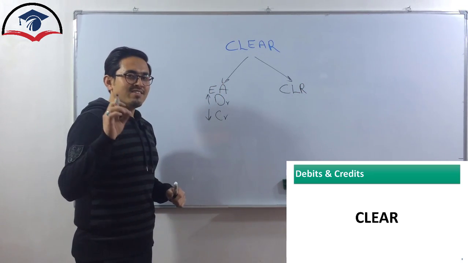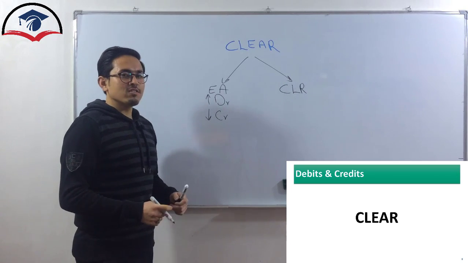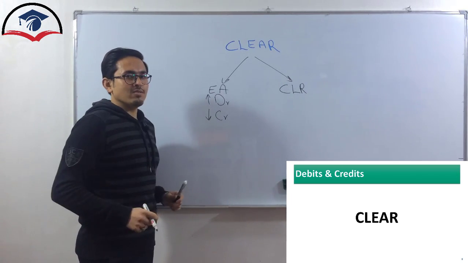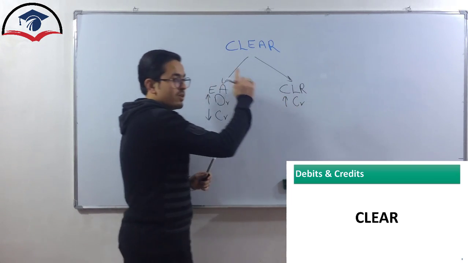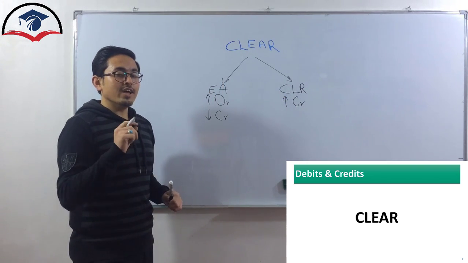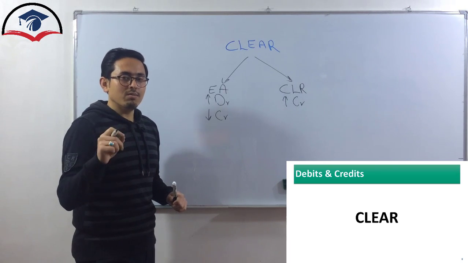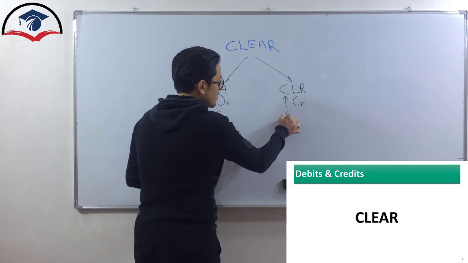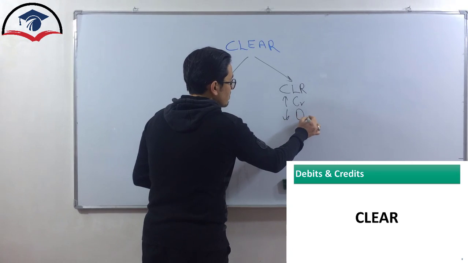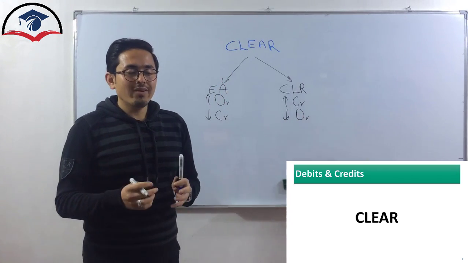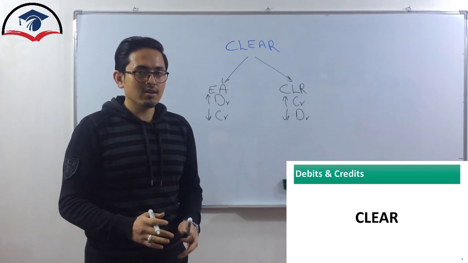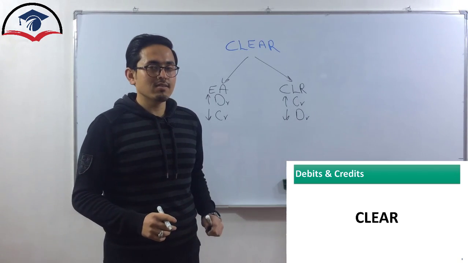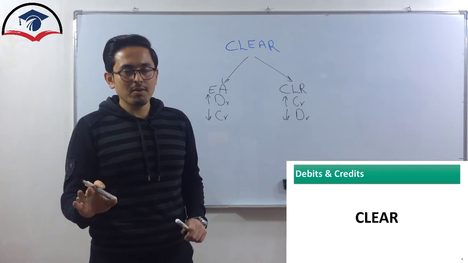Capital, liability, and revenue are the parts which work opposite to this. It means the increase will always be credit. The increase always will be credit. And for the decrease, you will be debiting the account. So whenever any item under this category is decreasing, you will be debiting that. This is the secret behind that.